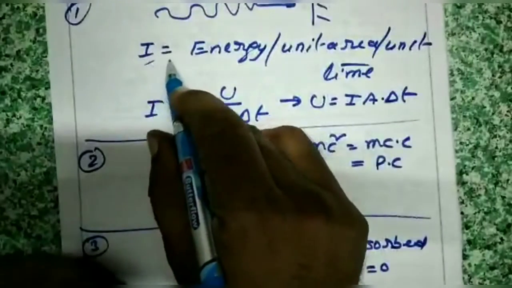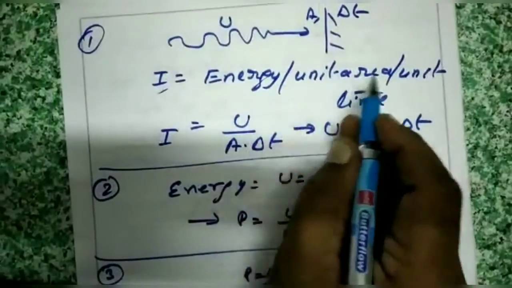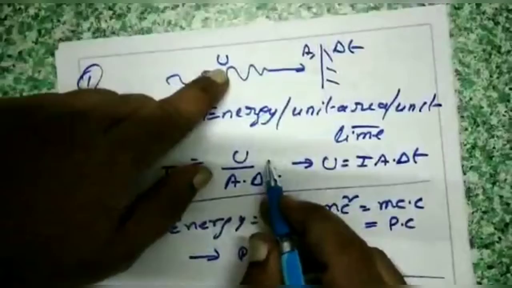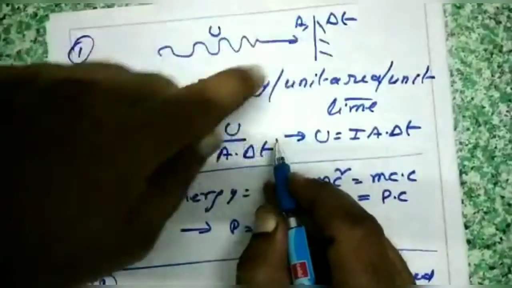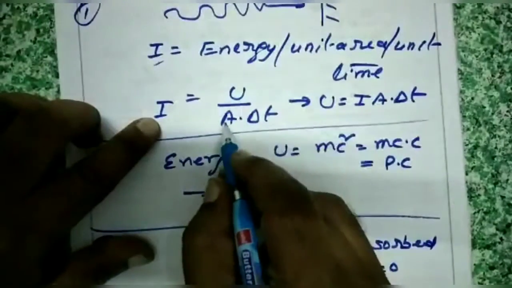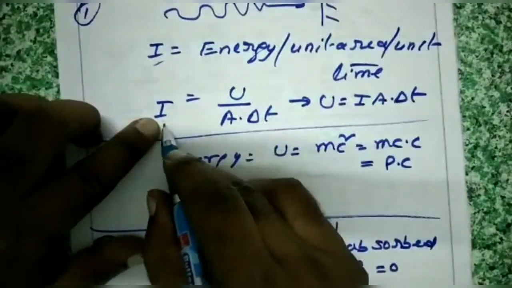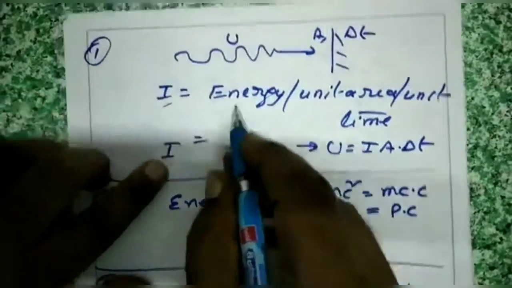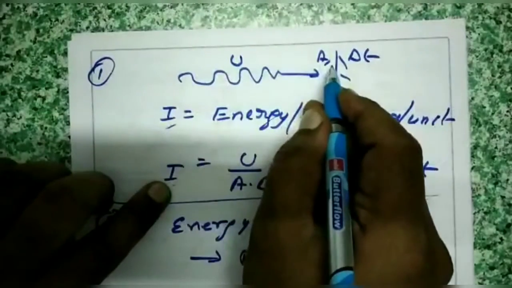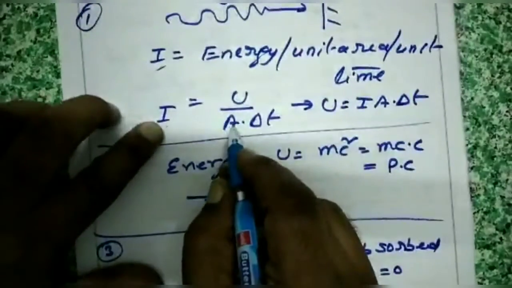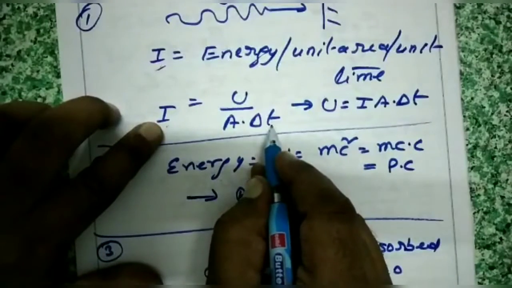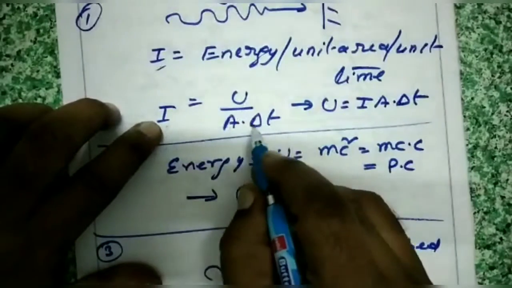So intensity I of the wave is given by energy per unit area per unit time. Energy falling is U, on area A, in time delta t. So intensity will be U by A into delta t. Because intensity is energy falling on unit area. U energy is falling in A area; on unit area means you have to divide by A. On unit time means you have to divide by time. That is why intensity is given by U by A into delta t.